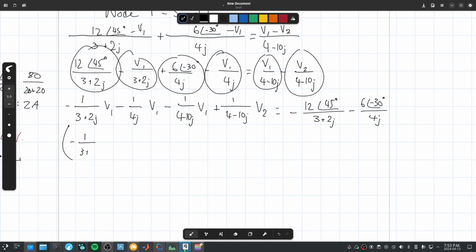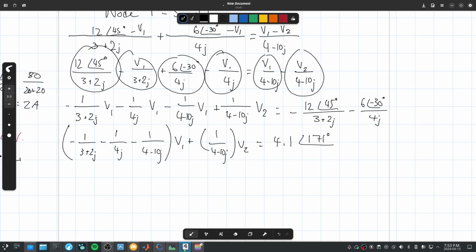So negative 1 over 3 plus 2j, minus 1 over 4j, minus 1 over 4 minus 10j V1, plus 1 over 4 minus 10j V2 is equal to, I'm going to save all of the annoyance of calculating that out. That's 4.1 with a phasor angle of 171 degrees. So, in case you didn't know, you can literally just put these numbers in your calculator. If you have the FX991ES, you can do phasors, you can do rect format, all that fun stuff. Read your manual.